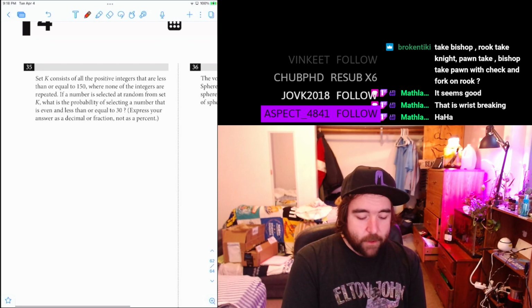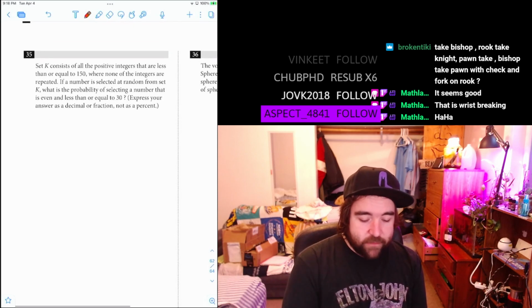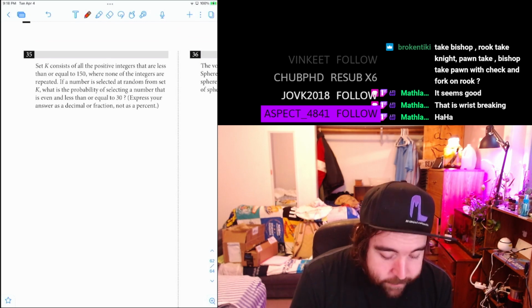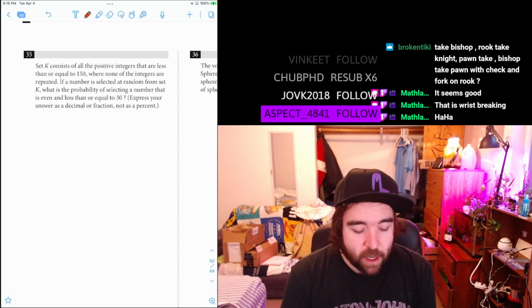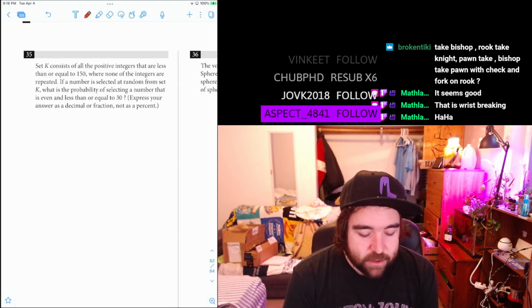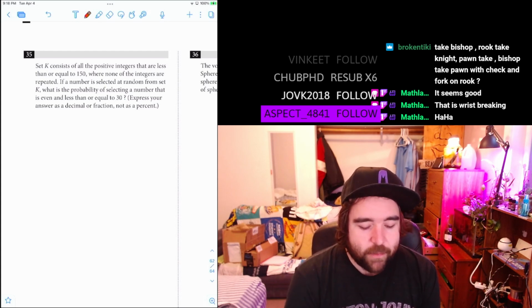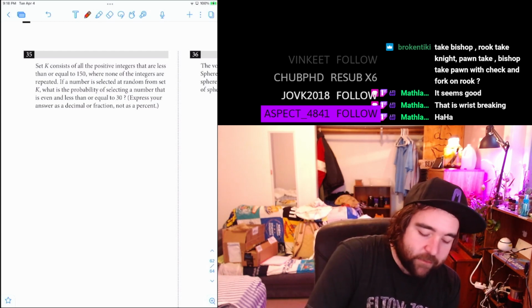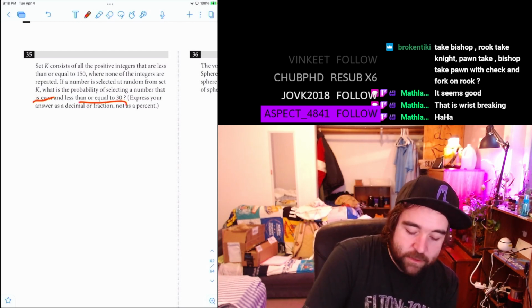Set K consists of all positive integers that are less than or equal to 150. How many numbers is that? 150, where none of the integers are repeated. If a number is selected at random from the set K, what is the probability of selecting a number that is even and less than or equal to 30? Everybody always forgets part of that. It's even and less than or equal to 30.